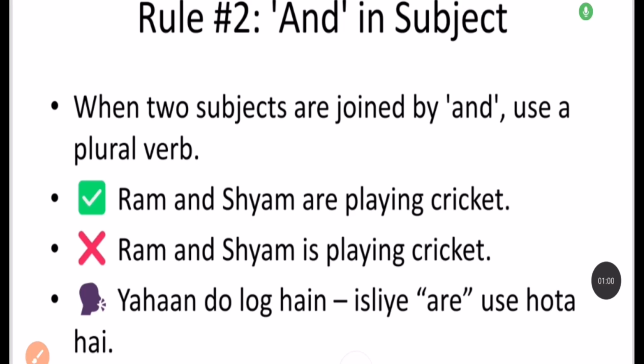When two subjects are joined by and, use a plural verb. Example, Ram and Shyam are playing cricket. Here, two subjects given, Ram and Shyam. That's why we are using plural verb.